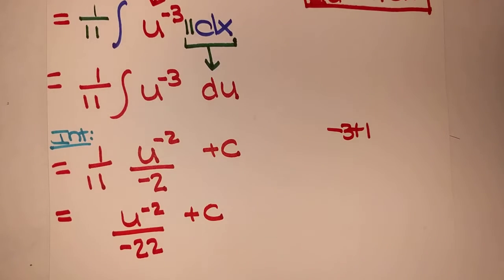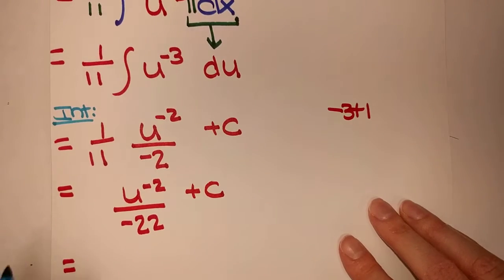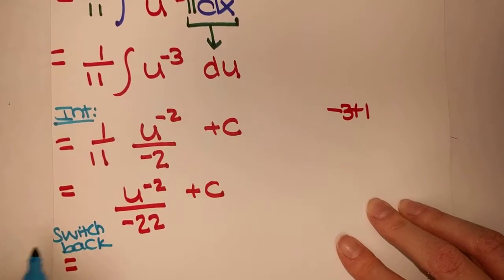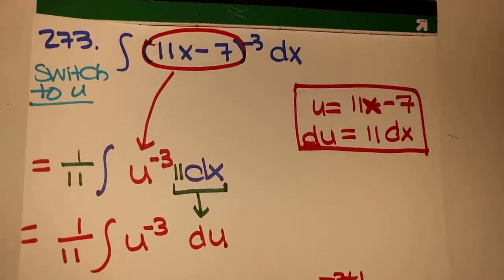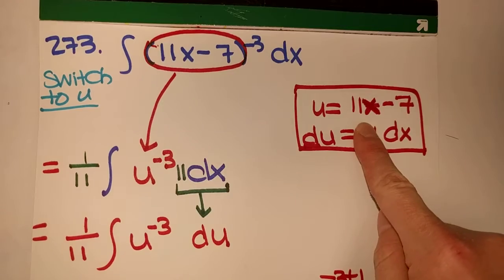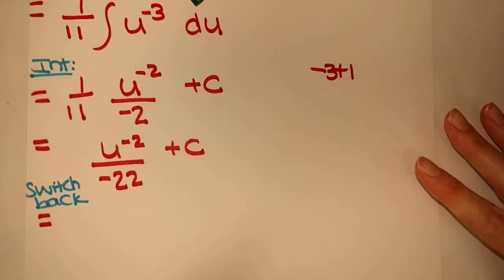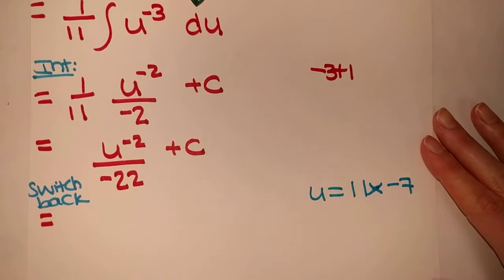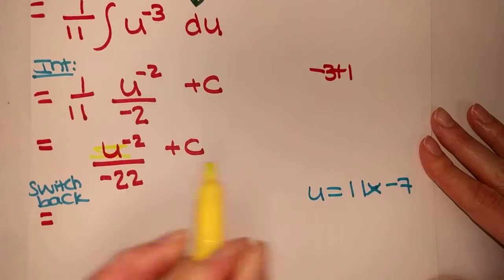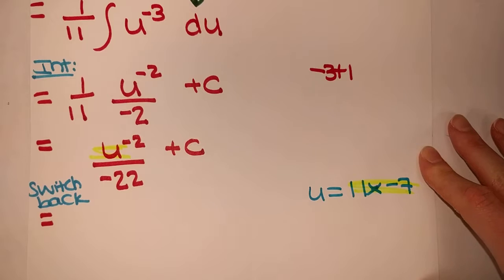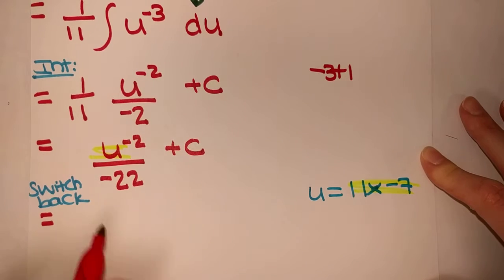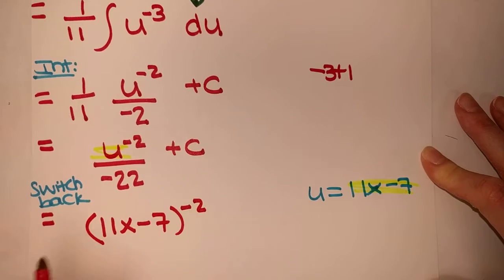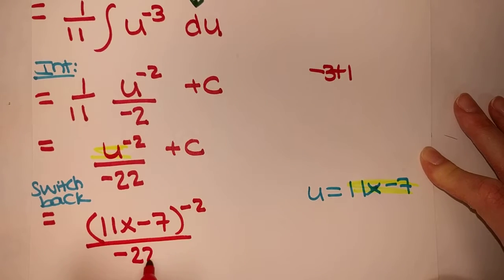Now, you cannot leave your answer in terms of u. The very last step is to switch back. To switch back, we're going to use the definition that we had, u is equal to 11x minus 7. So this u here gets replaced with 11x minus 7. So it will look like 11x minus 7, all of that raised to the negative 2 power over negative 22 plus c.